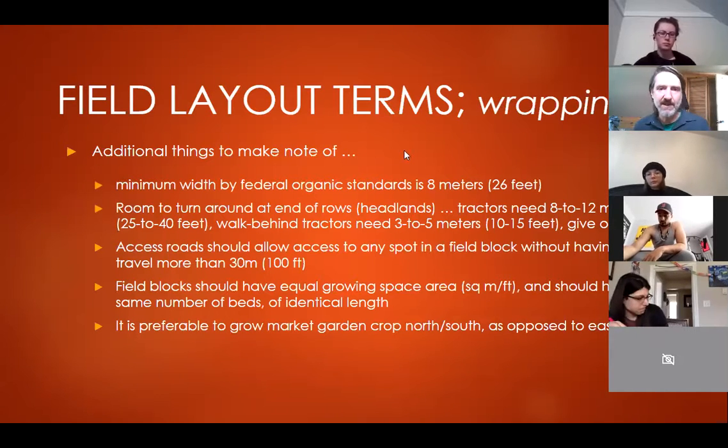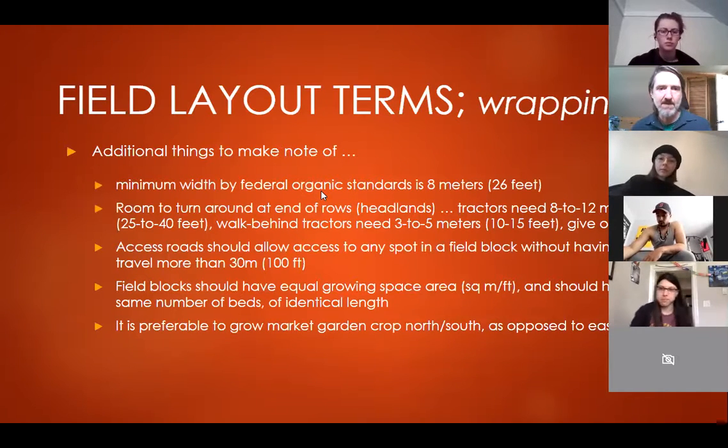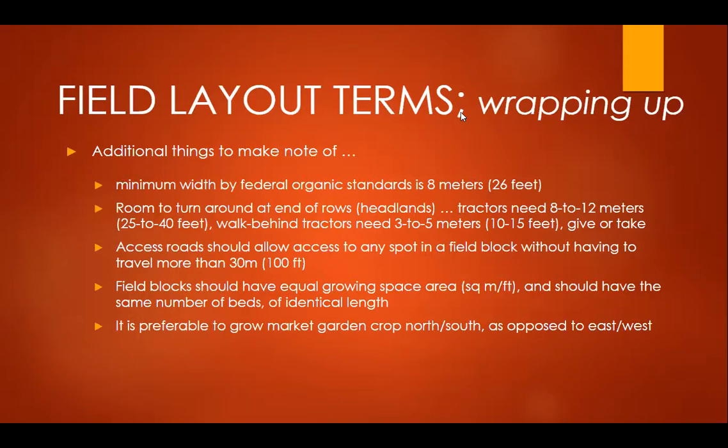First we have some additional things to make note of. The minimum width for federal organic standards is only 26 feet. It's nice to have some room to turn around at the end of your rows. Access roads should allow that you shouldn't have to travel any more than 100 feet to reach an access road. Field blocks should have equal growing space. It's great to have the same number of beds, but not completely necessary. It's great to have identical length, but not completely necessary.